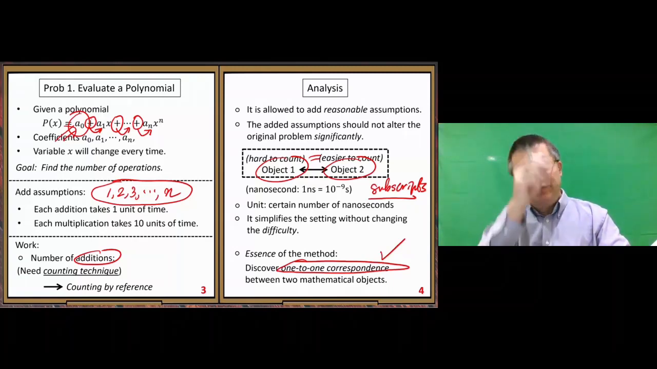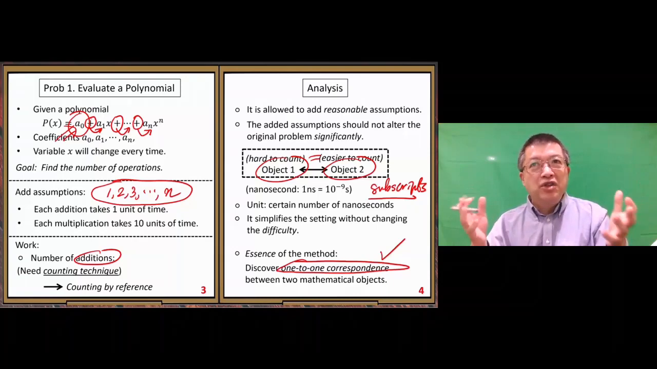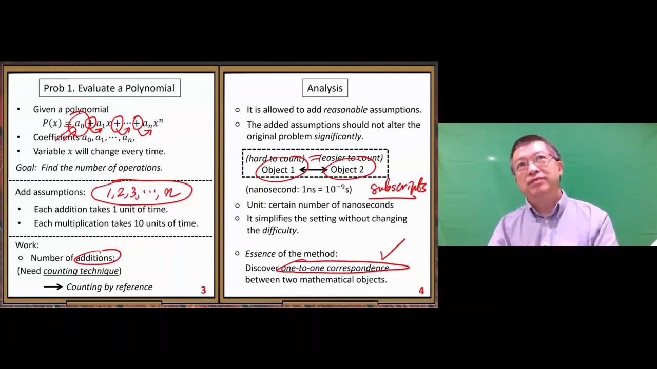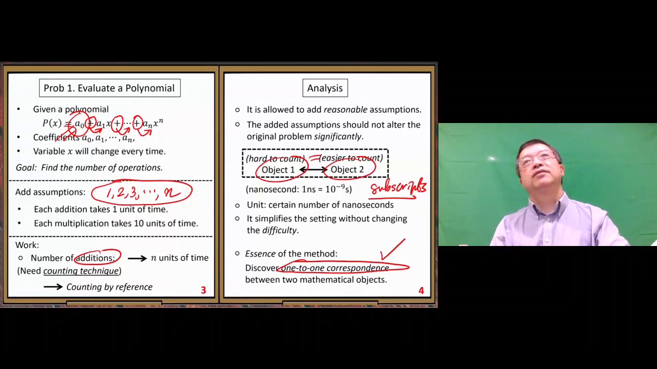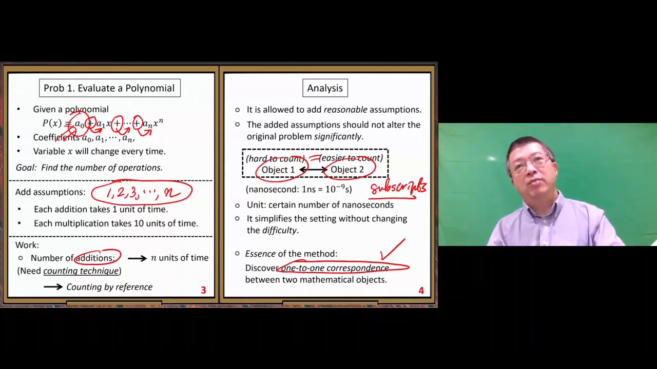That's the smart way. Remember, I mentioned the smart way. Here you can feel it. What do I mean by the smart way? This is the smart way. So we find the answer: the number of additions is n units of time. All right, so we complete this part, 8.3.